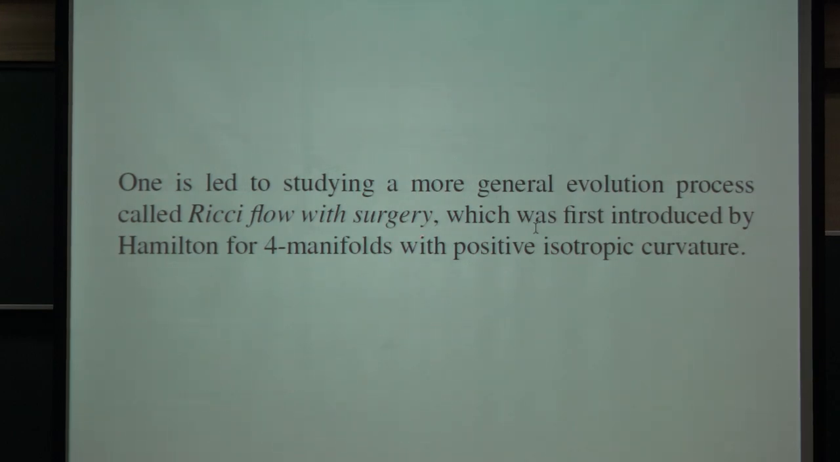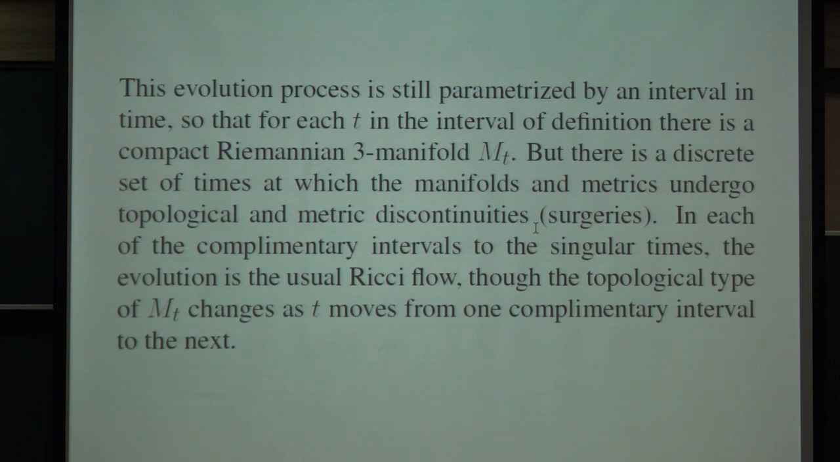So what we do is to study a more general evolution process called the Ricci flow with surgery, which was first introduced by Hamilton for four-manifolds with positive isotropic curvature. Now don't worry about what isotropic means. It's just a certain positivity condition imposed. So this time the evolution process is still parameterized by an interval in time, so that for each t in this interval there is a compact three-manifold, Mt, okay? But there is a discrete set of times at which the manifold and the metric undergo topological and metric discontinuities. We call it surgery, okay?